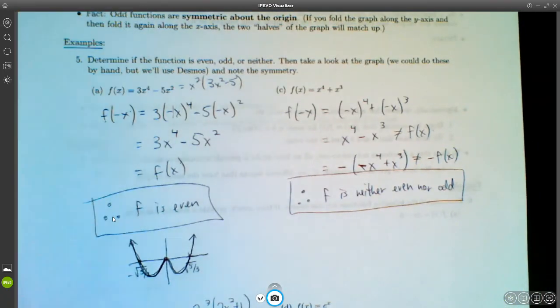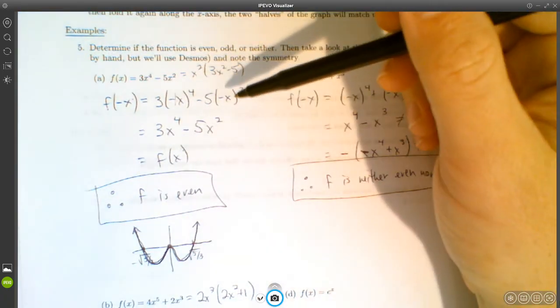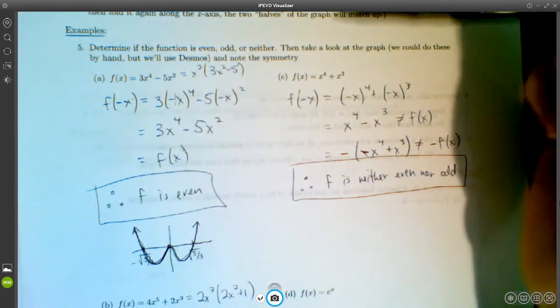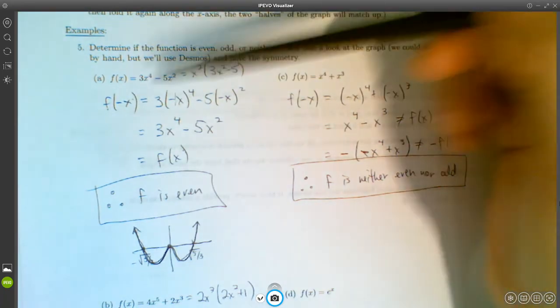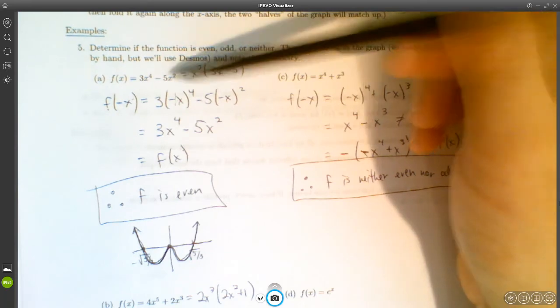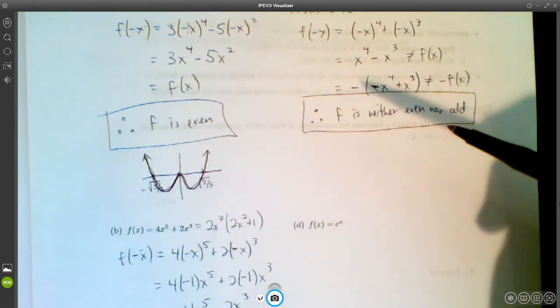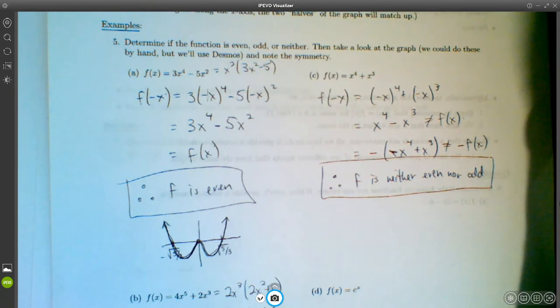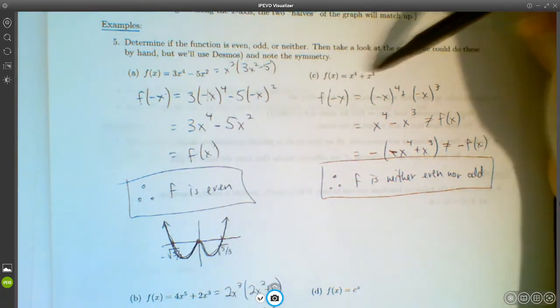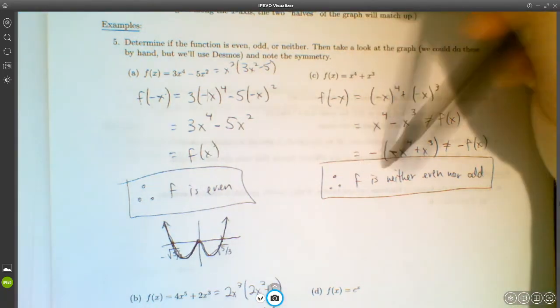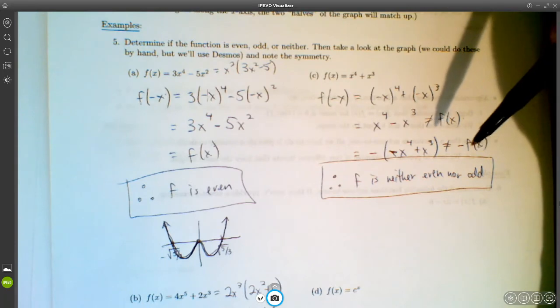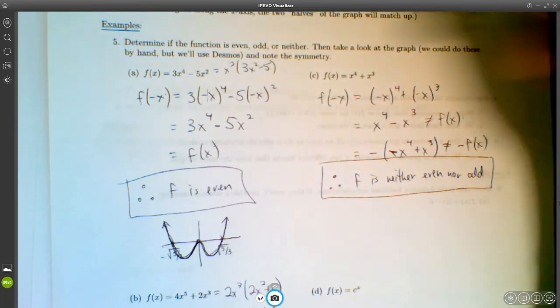Another thing that I'll point out about these three examples: notice that when you're dealing with polynomials, it's pretty easy to tell if f is even or odd. It's going to be even if all of your exponents are even. It's going to be odd if all of your exponents are odd. Okay, that's probably where the names come from. I don't know for sure, but I would imagine that's where the names even and odd come from. If you have a mixture of even and odd exponents, then the function is going to be neither even nor odd.